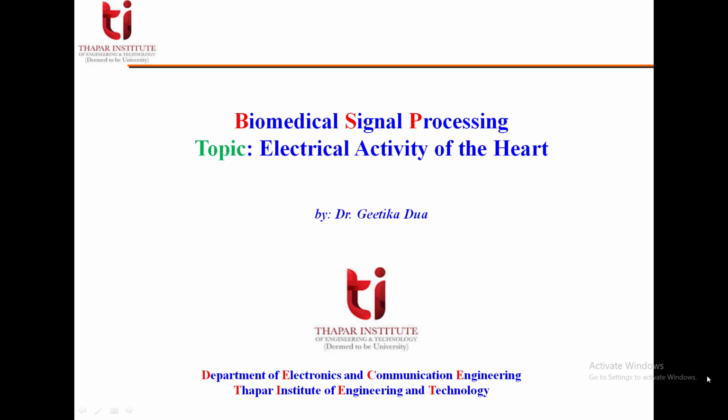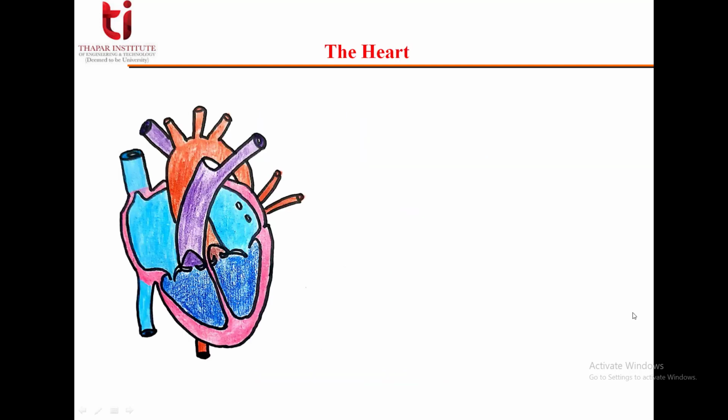Today we will start with another type of system of our body that is related to the heart. In this we will cover what the heart is, what the main functions of the heart are, what the main parts of the heart are, and then we will see the different signals associated with the heart, and in that we will cover the electrical activity of the heart. So let's begin with the description of the heart.